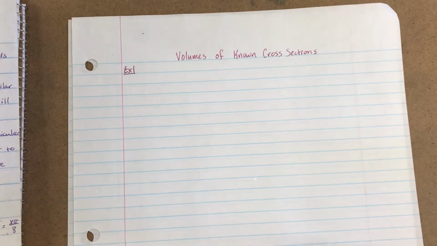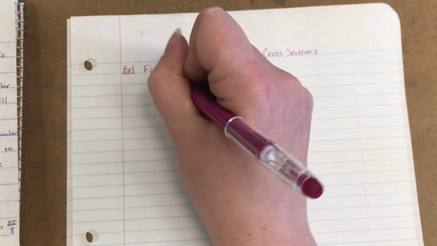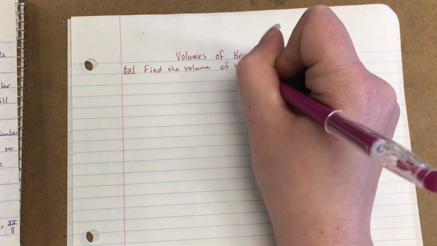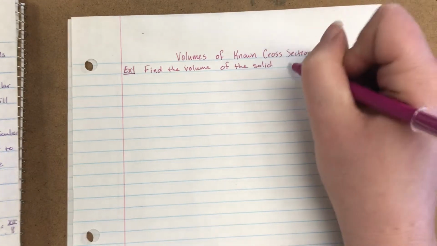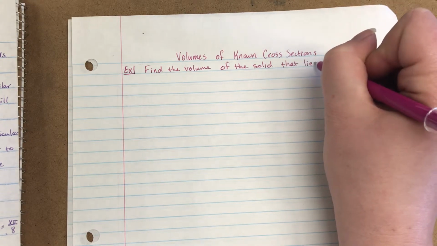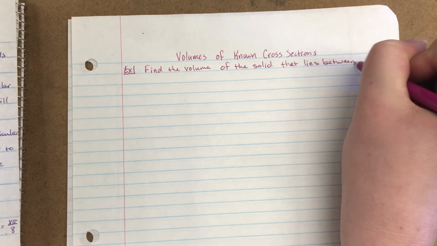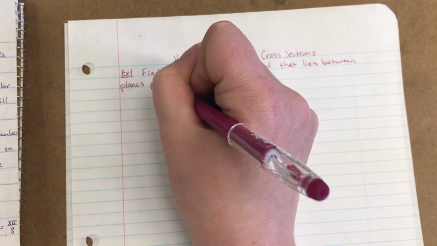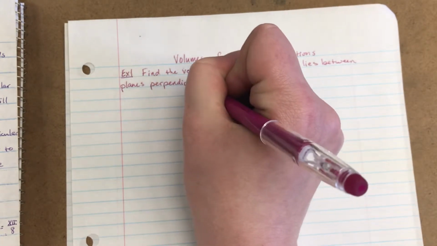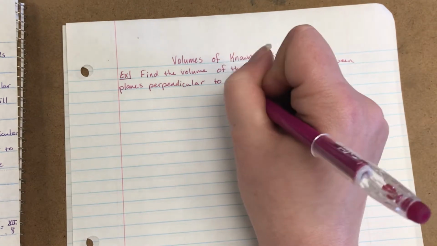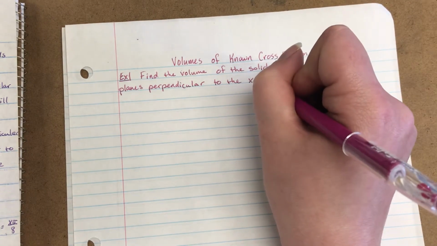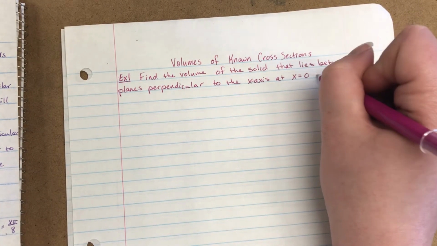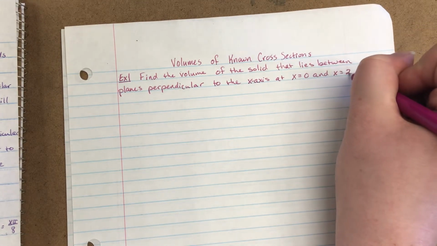So for example 1, we are supposed to find the volume of the solid that lies between planes perpendicular to the x-axis at x equals 0 and x equals 2.